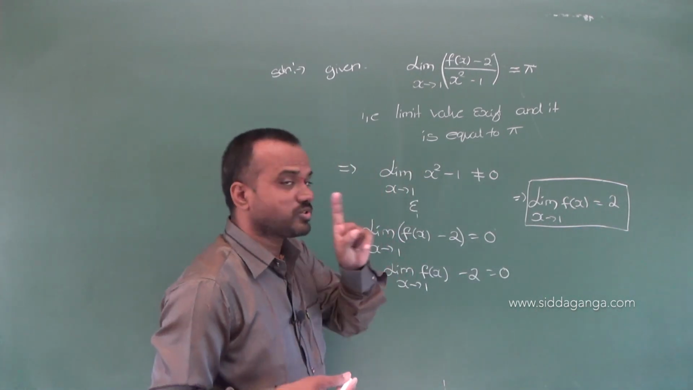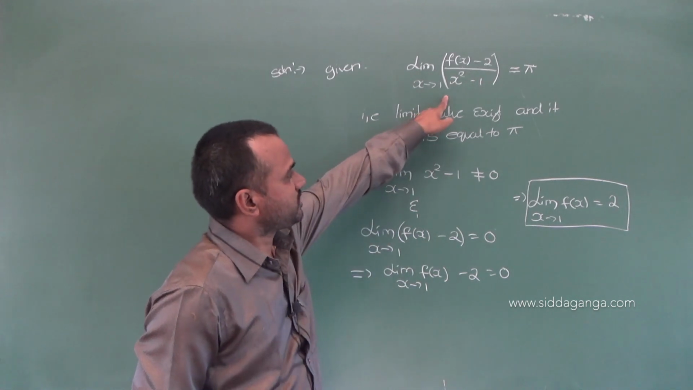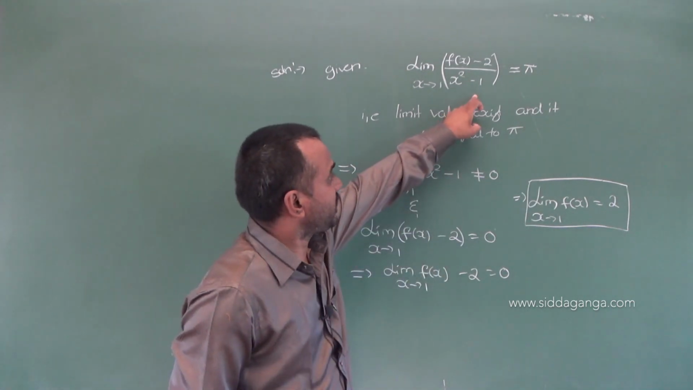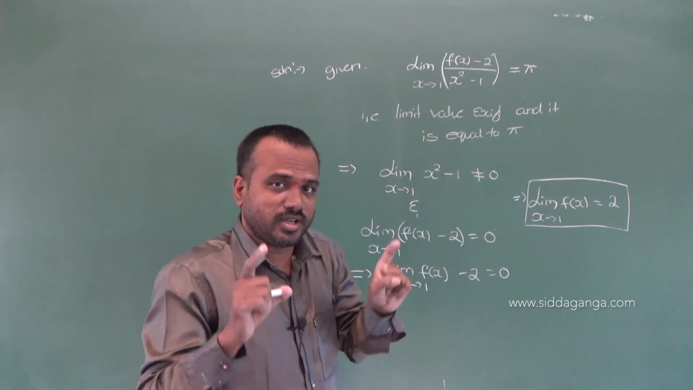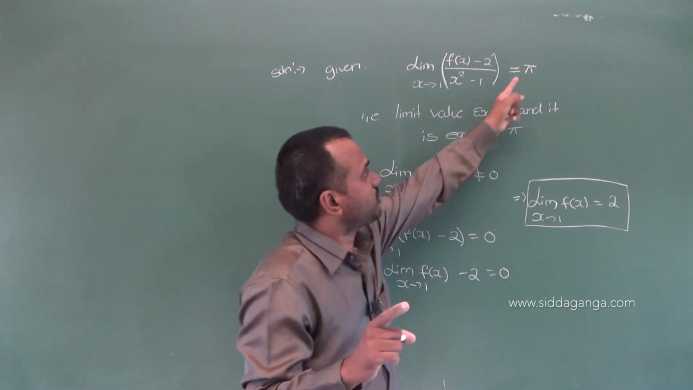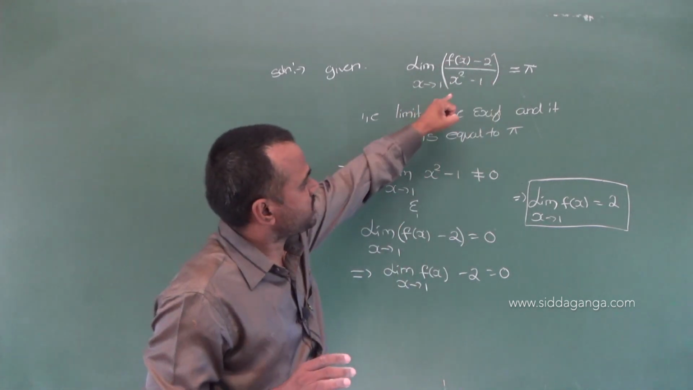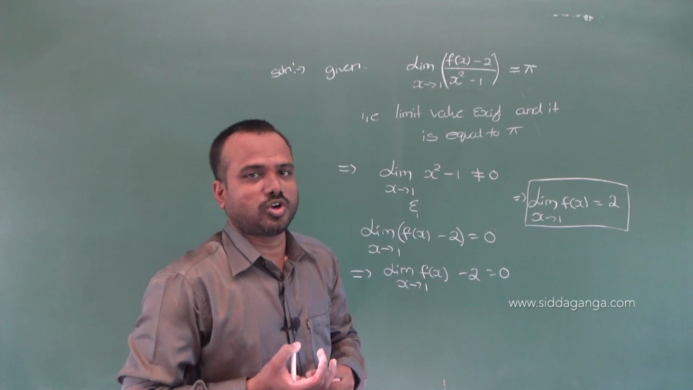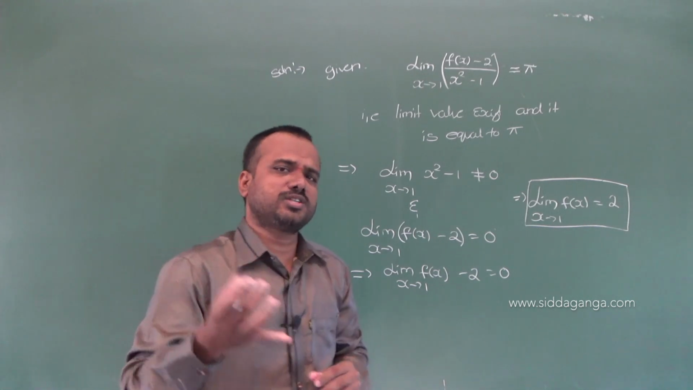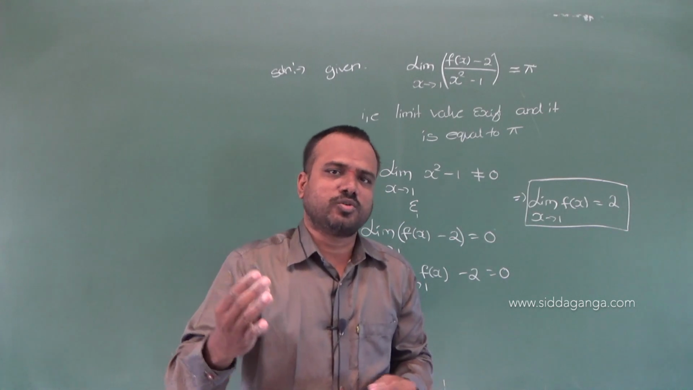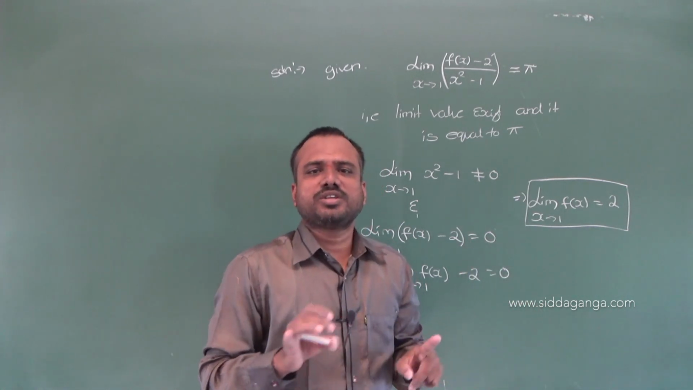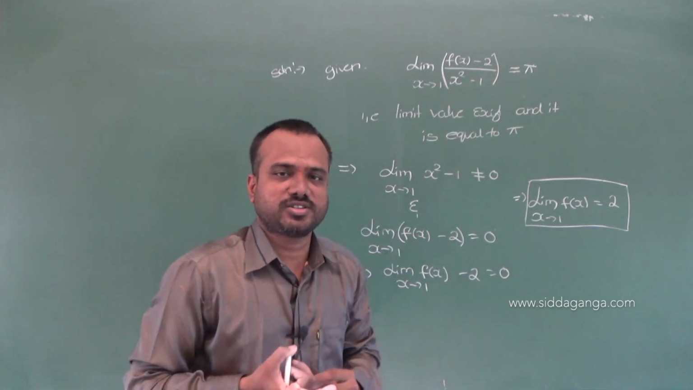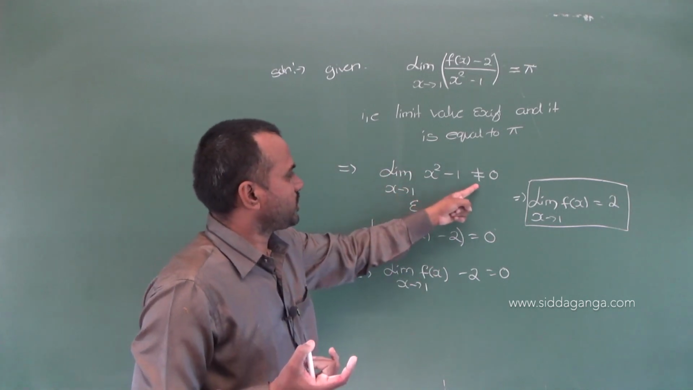Very simple problem. Once again I explain. This is given: this whole value is equal to pi. The concept is that the limit value exists and it is equal to pi, which means the denominator is not equal to 0. Why is it not equal to 0? If it is equal to 0, the value is infinity, which indicates the limit value does not exist. But it exists and is equal to pi, so the denominator is not equal to 0.